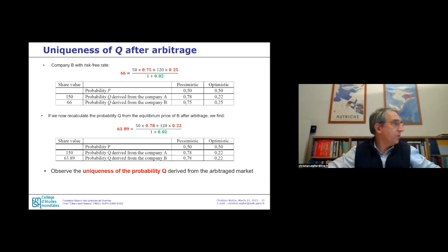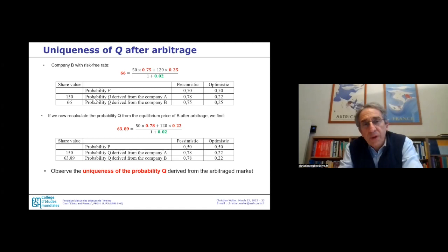What is very important to see, and I will conclude with this result, is that it's always possible to calculate a probability with the risk-neutral rates, the 2% here, 2% here, and these are the values from the first probabilities 25, 75, 25, and 78, 22.